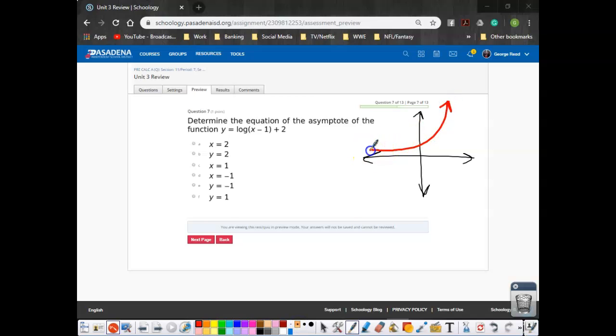Right? And so this one has a horizontal asymptote, right? The log has a vertical asymptote, right? We talked about how exponentials have horizontal, logs have vertical. So vertical is always going to be x equals, so that means you can get rid of b, e, and f. So it's either a, c, or d.